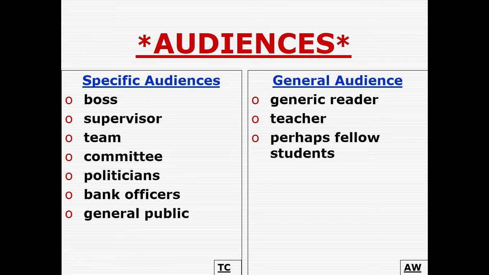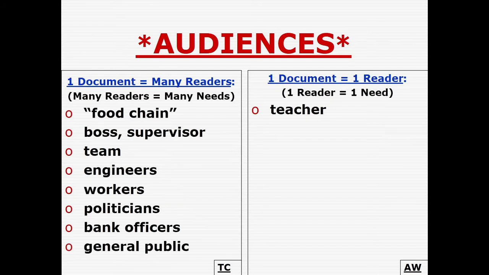When it comes to the audiences for academic writing, this is more on generic readers, such as teachers and perhaps fellow students. For technical writing, the document should address many readers with many needs, for example, the boss or supervisors, the team, engineers, workers, politicians, bank officers, and the general public. Usually in academic writing, the audience is the teacher.